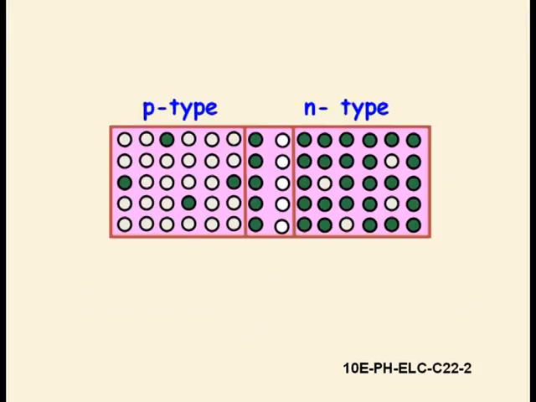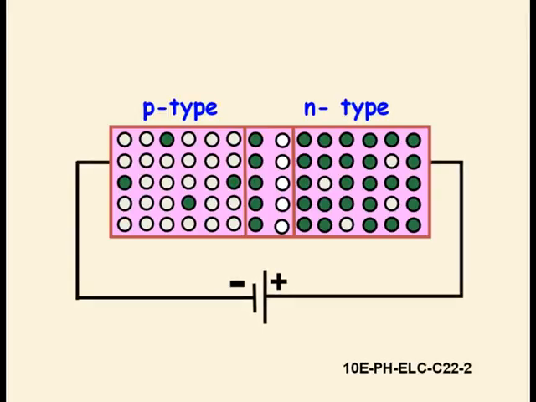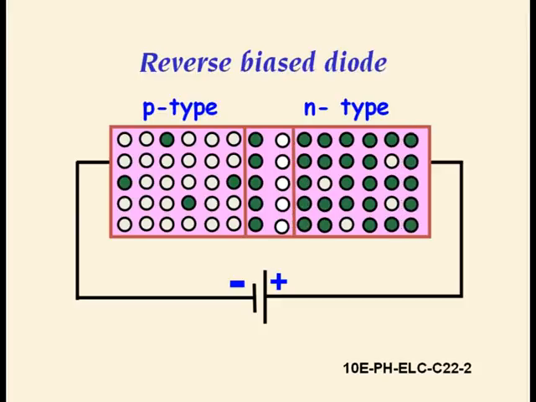Reverse biased diode. When positive terminal of a cell is connected to N side and the negative terminal to the P side of the PN junction, then it is said to be reverse biased. The charge carriers are repelled away from the junction and no current flows through the junction. Thus, it acts as a resistor. The device offers high resistance. However, there will be a small current due to minority charge carriers, that is, electrons in P-type and holes in N-type.